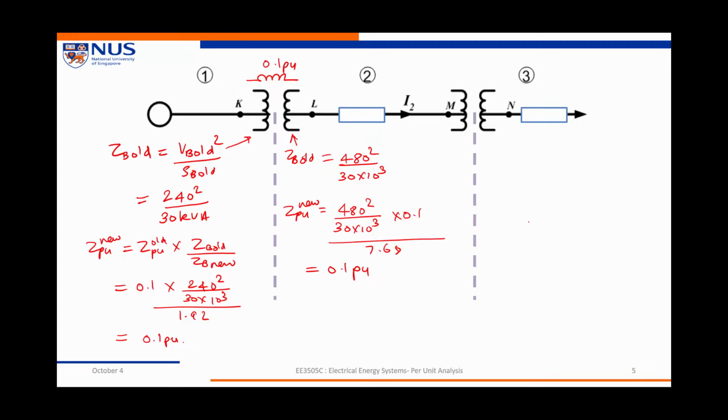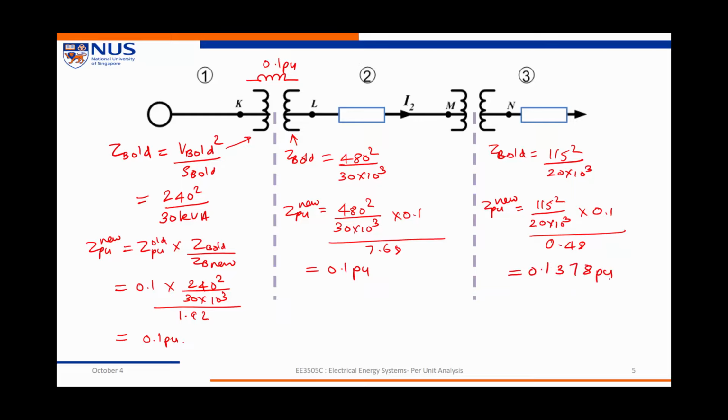Similarly, if I want to find out the Z base here, I can find out the Z base old value here, which is 115 square divided by 20 into 10 raised to 3. I get a per unit value of 0.1378 per unit. So I'm going to represent this transformer with a per unit value of 0.1378 per unit in our per unit system.